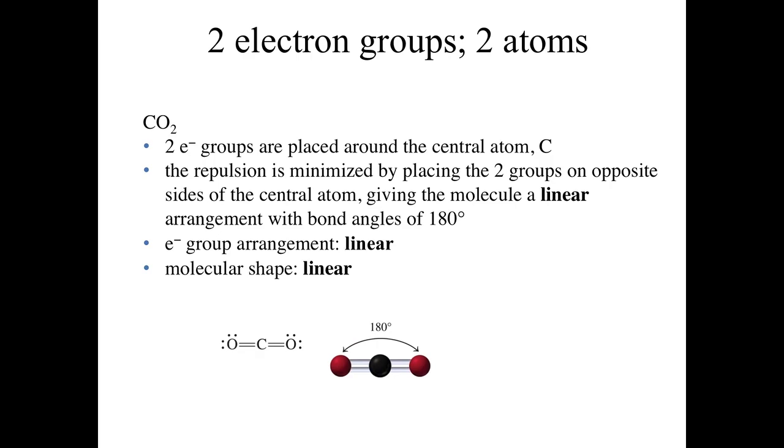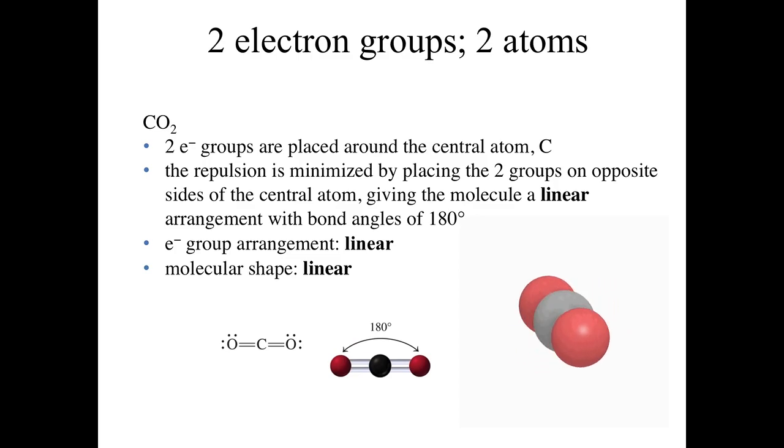Now, what's the difference between the electron group and the molecular shape? The electron arrangement is basically the geometry formed from your electron groups, while the molecular shape only counts the shape that is formed from your atoms. In this case, they are both the same because you have 2 electron groups and 2 atoms. We'll see a difference as we move along.